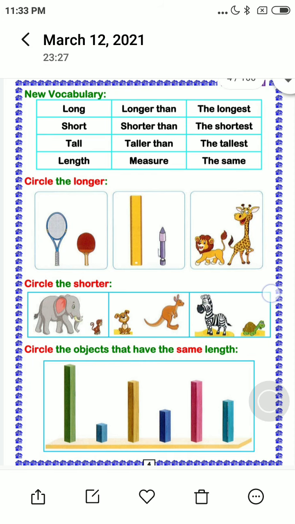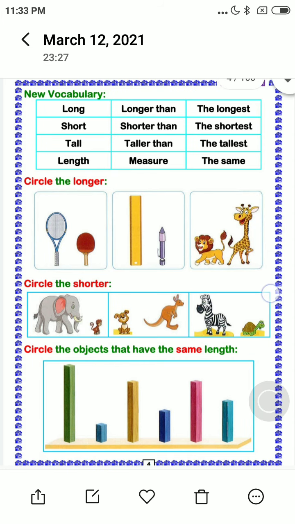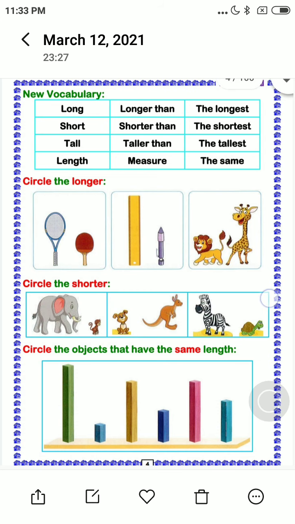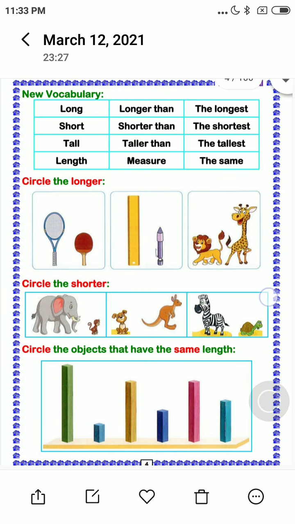Okay, we have a new word, we must know it. Long, short, tall, length. The first word, long. What is the meaning of long? Long means طويل. Longer than. We use this word if we have two objects, a long object and a short object.